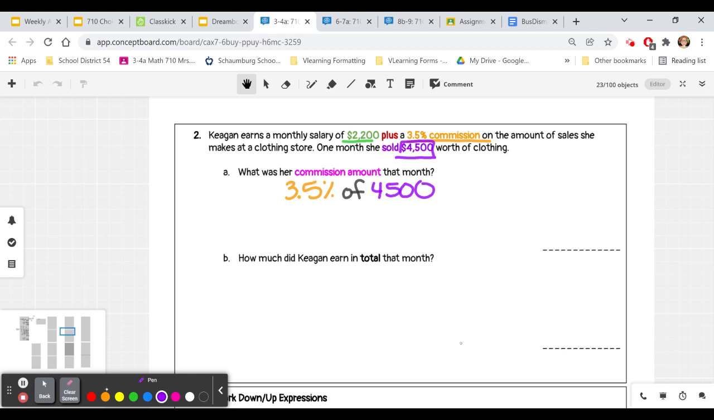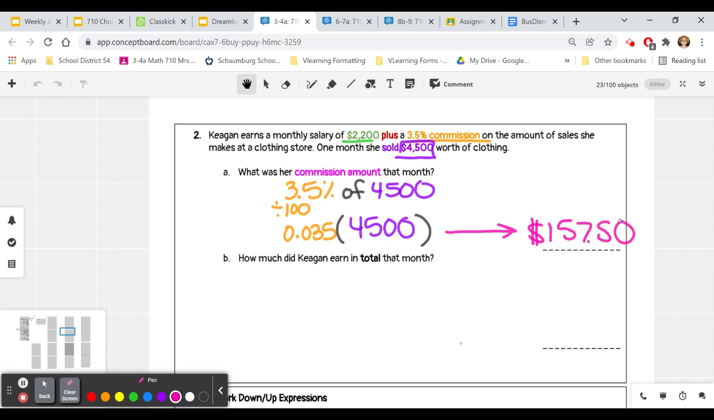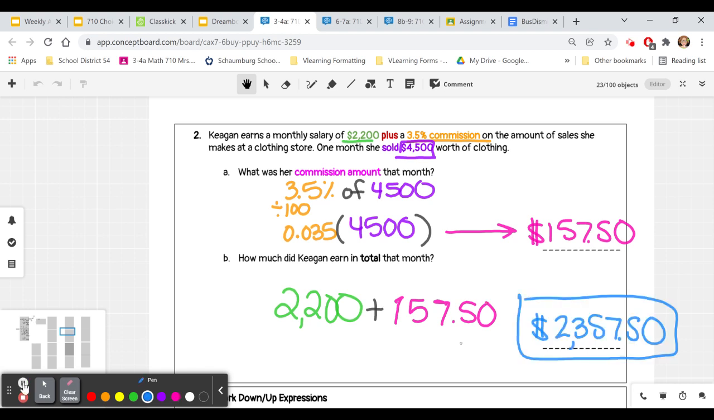We also know that percents cannot be multiplied by numbers, so we have to convert those to decimals by dividing by 100, and we know that of means multiply, so when we find this product, we get $157.50. Now that is the amount that's going to be added to our monthly salary, which is $157.50 plus $2,200, or a total of $2,357.50. So to wrap up, we need to know the commission amount, and we find that out by multiplying the percent by the sales, and then we add that to our original salary.